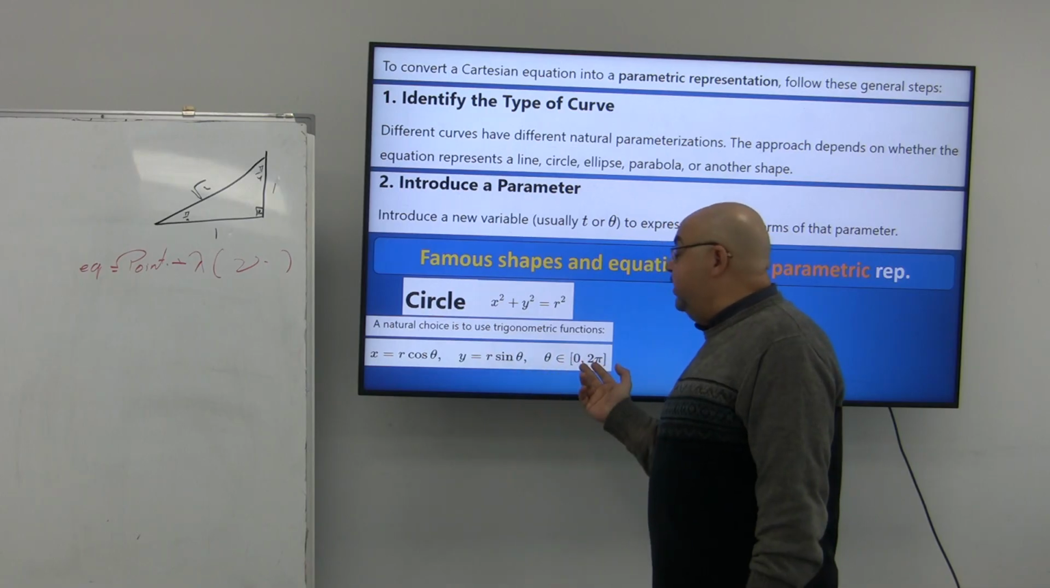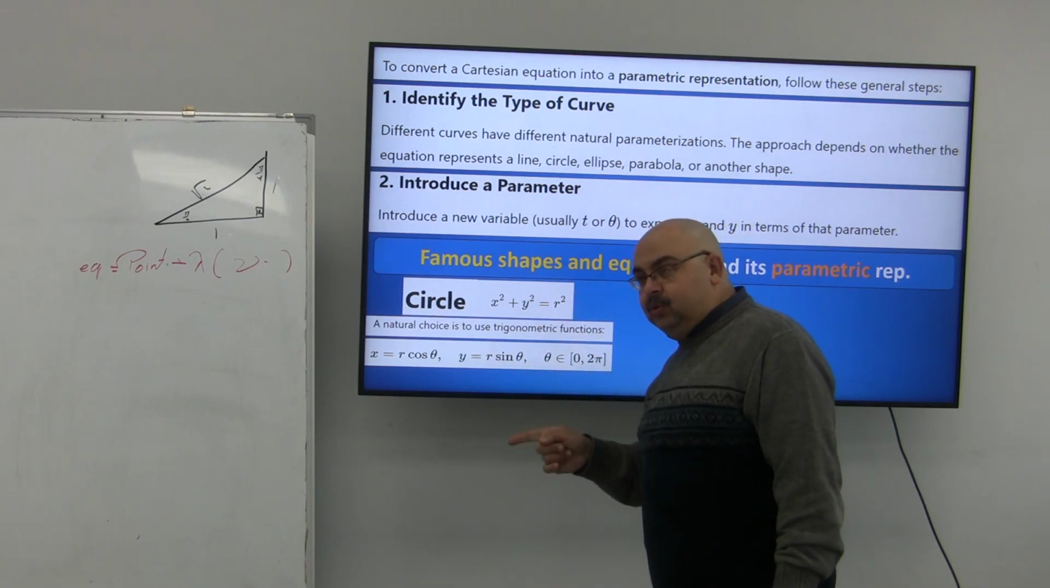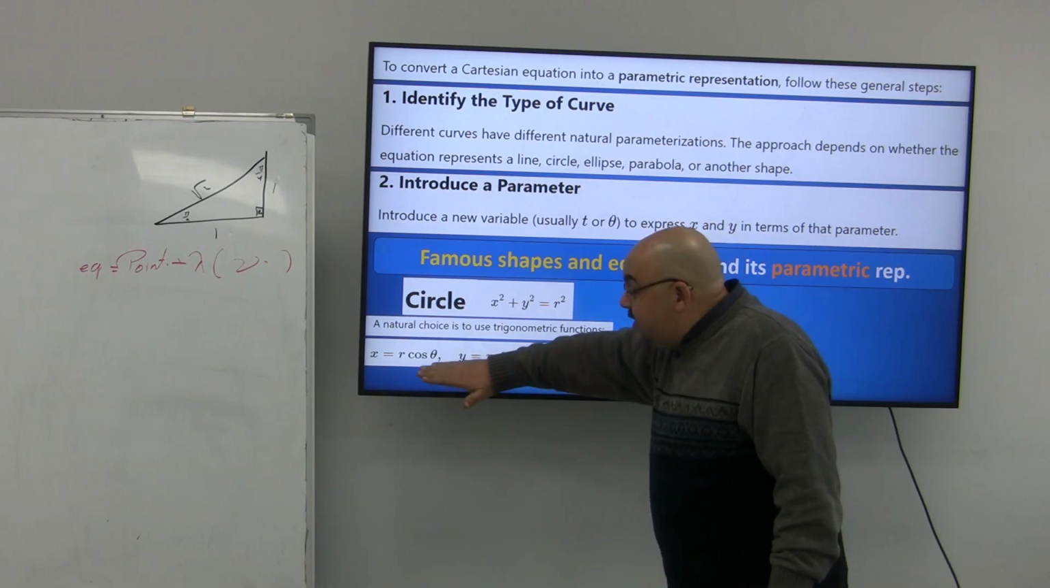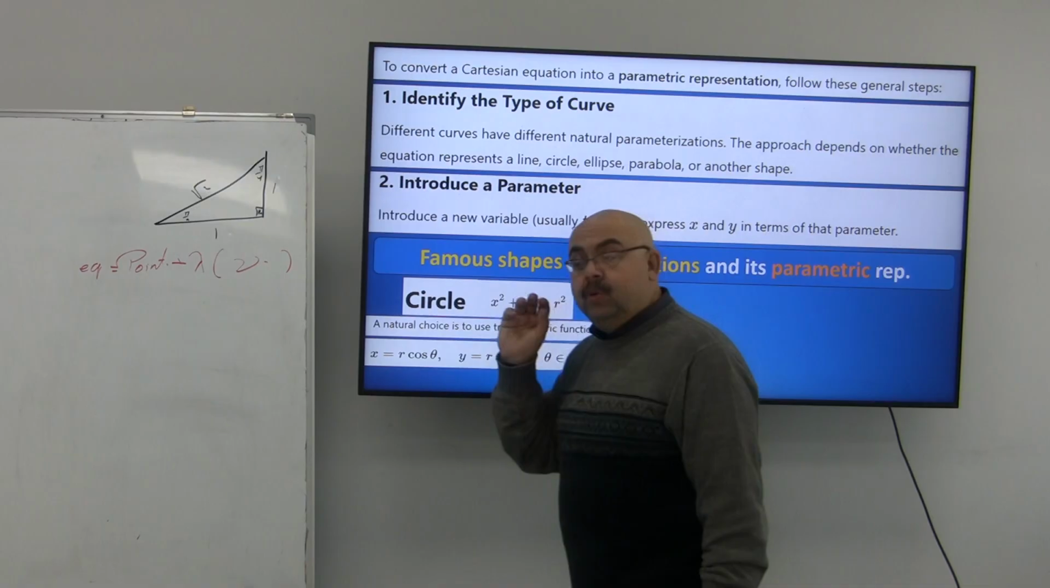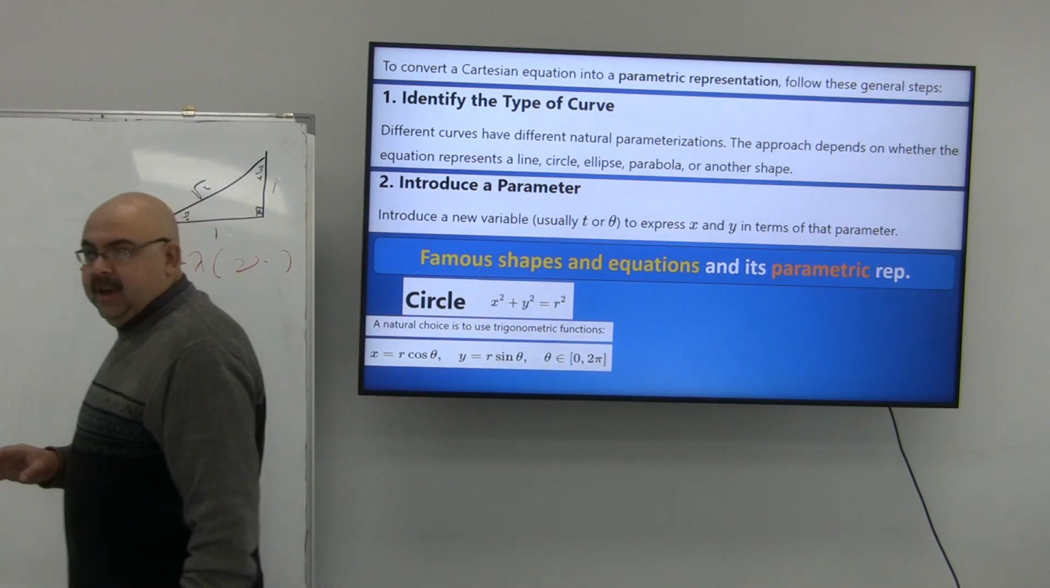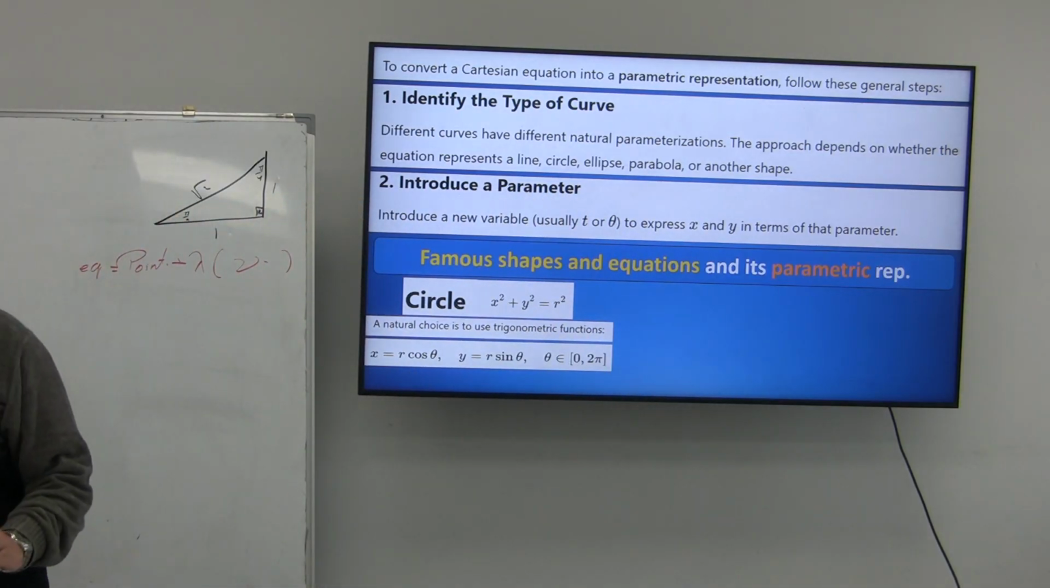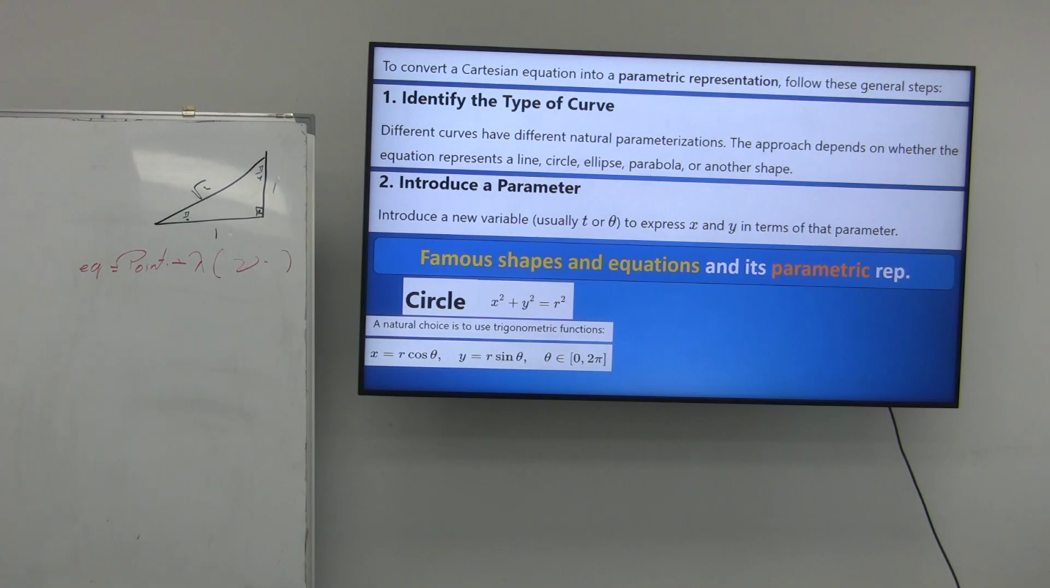If you have a complete round for theta, you will be able to draw your circle. So that's the parametric representation of a circle, and you will have to memorize this. It's really very simple, not complicated at all. Remember, it is really exactly like the polar coordinates.